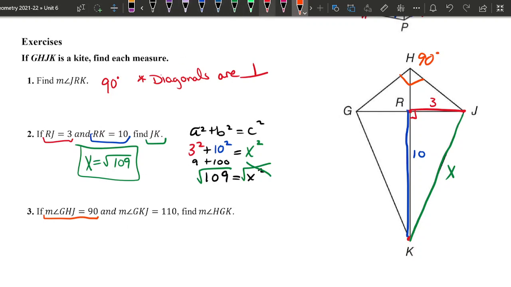And I have the measure of GKJ is 110. G to K to J. So now I'm down here in the bottom. This angle is 110 degrees. Find the measure of HGK. HGK is on the left. This is the one I want to find.